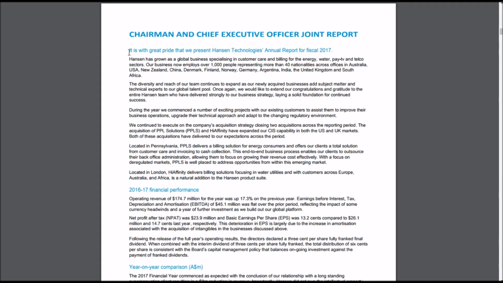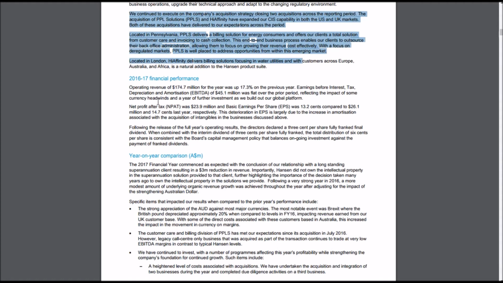So you can see with Hansen here, they're talking about their year. Business now employs over 1,000 people, 40 nationalities. During the year, we commenced a number of exciting projects. We continued on the company's acquisition strategy. They got 2 new acquisitions through the year. It talks about them there. Talks about the financial performance.